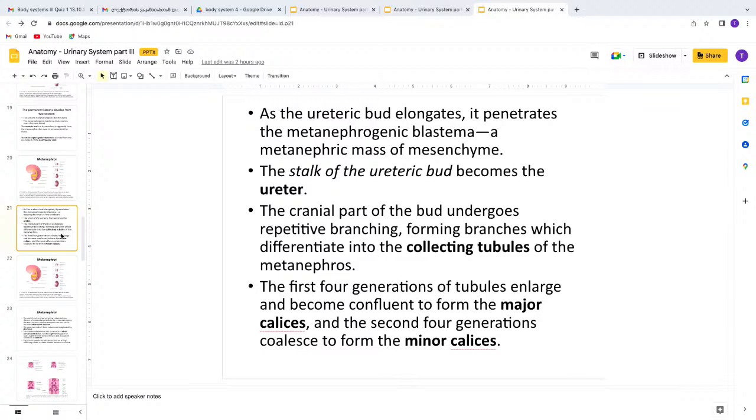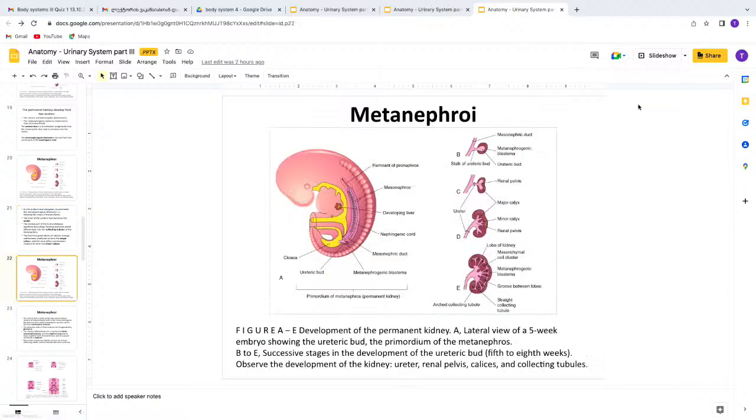Do you guys have any questions? No? Okay. As the ureteric bud elongates, it penetrates the metanephrogenic blastema, the metanephric mass of the mesenchyme. The stalk of the ureteric bud becomes the ureter. The cranial part of the bud undergoes repetitive branching, forming branches which differentiate into the collecting tubules and then the major calyxes and minor calyxes. So this is the photo of what I've talked about. The ureters are derived from the stalk of the ureteric bud, and the rest is then divided into the major and minor calyxes.